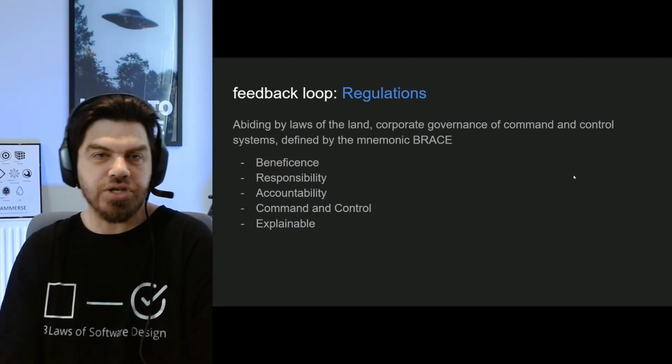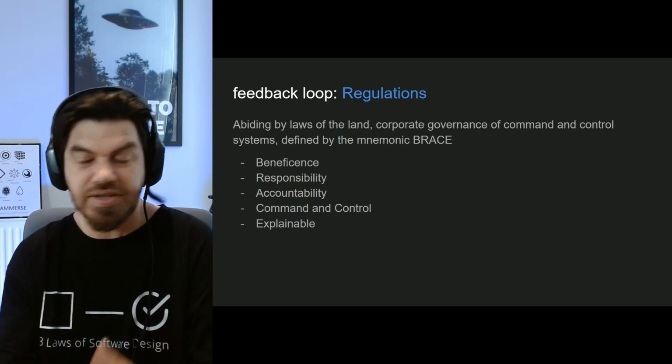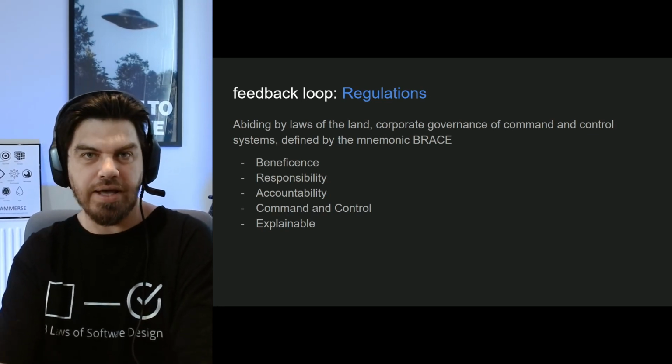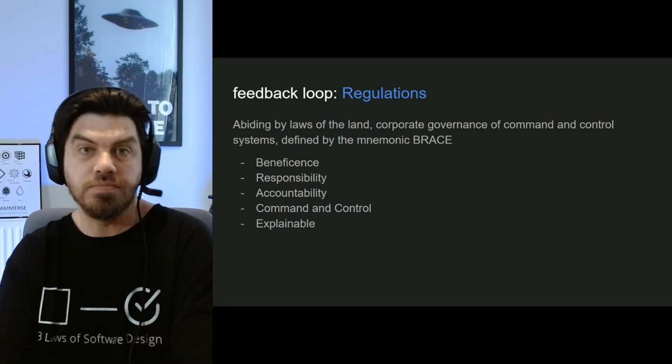Regulations. So regulations, we've got a BRACE mnemonic for it, and it's the same kind of idea. We need to pay attention to regulations. This is an increasingly important thing to do as a professional.